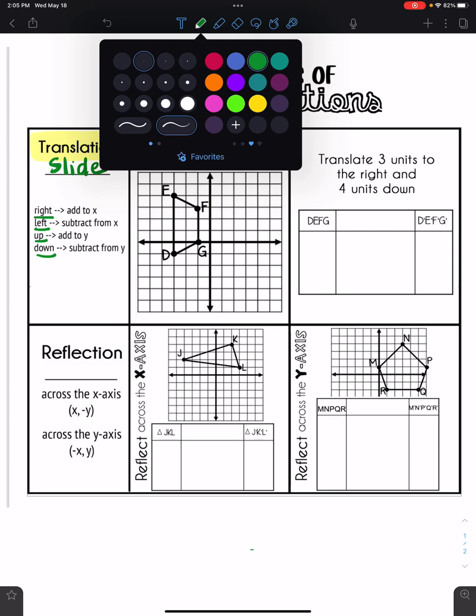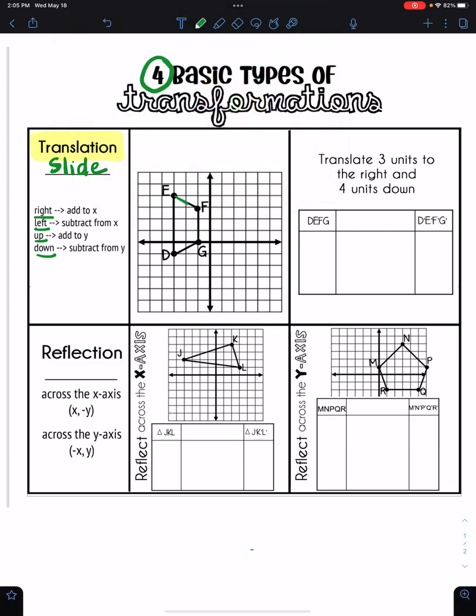So here we have this shape right here. It's a trapezoid. And we're going to do a translation of this shape. So in other words, we're going to slide it to a new position on our coordinate plane. So the directions right here say to translate, which means slide it or just move it, 3 units to the right and 4 units down.